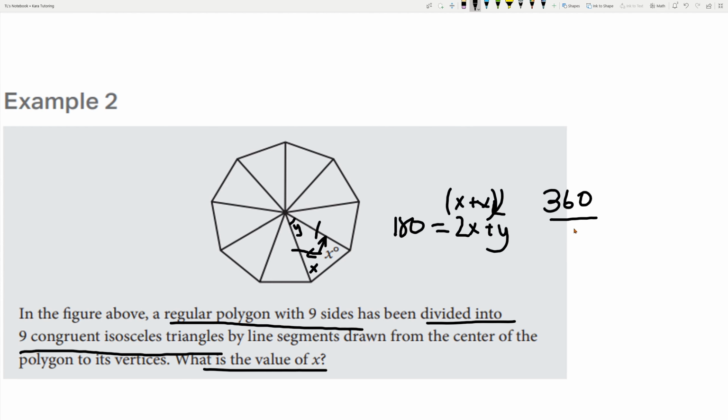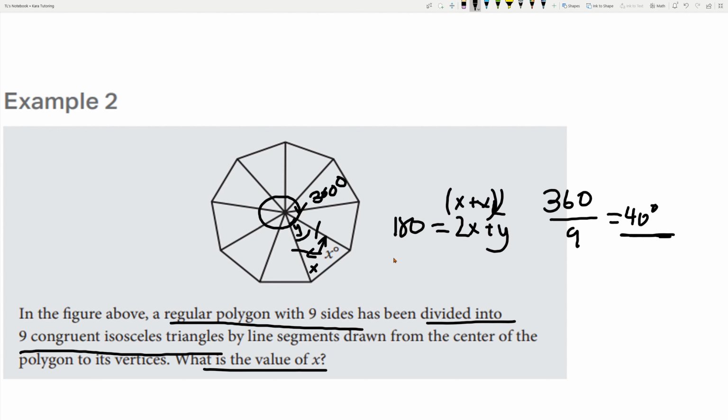So y is going to be 360 divided by 9. How we got that is because in order to go around a point completely, you must make one full rotation, or 360. And since the polygon is split into 9 congruent triangles, we could just say that the angles are split up evenly among these 9 triangles. So that's going to be 40 degrees. And that's just going to be y because y is up here and the x's are down there.